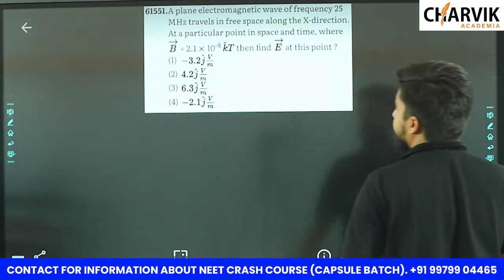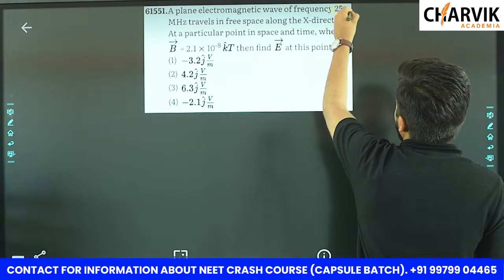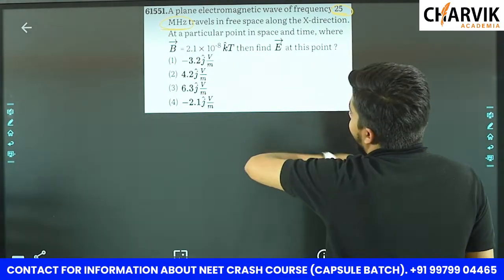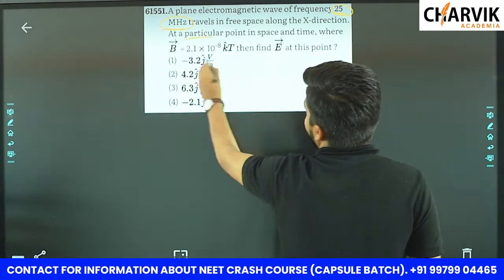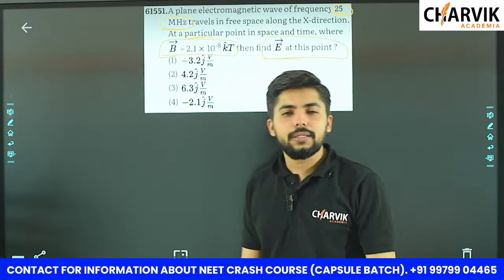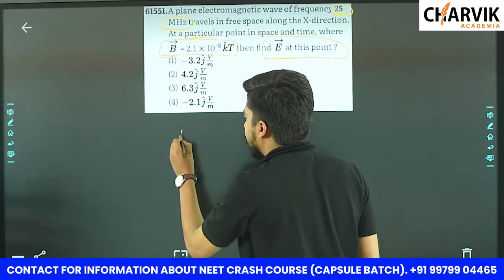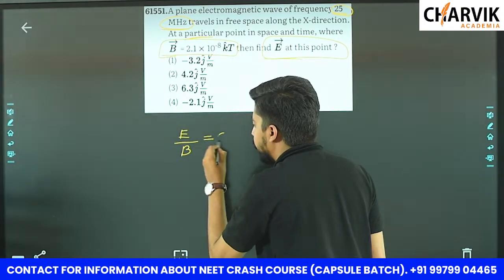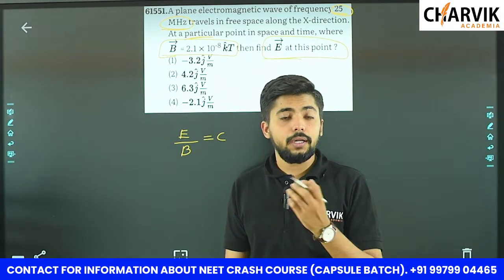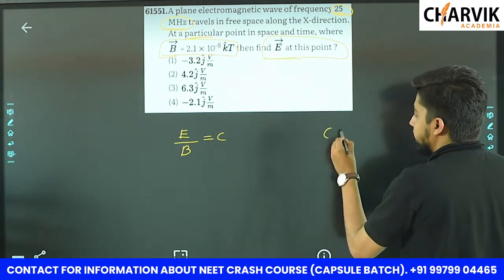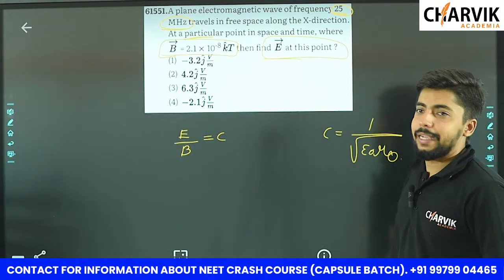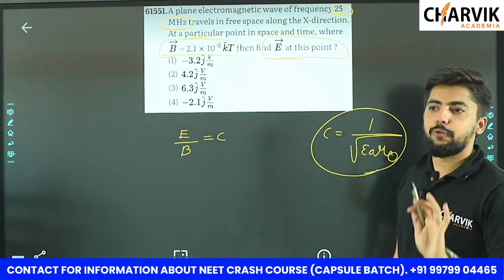A plane electromagnetic wave of frequency 25 megahertz is given. So the frequency is given as 25 megahertz. It travels in free space along the x direction. At a particular point in space, the magnetic field is given, and we need to find the electric field at that point. What is the relation between electric field and magnetic field? Electric field divided by magnetic field will be equal to C. This formula is given in chapter number 8, standard 12. There is another formula related to C, which is C equals 1 upon under root epsilon naught into mu naught. In case they ask a question from this, right now we don't need this in this question.